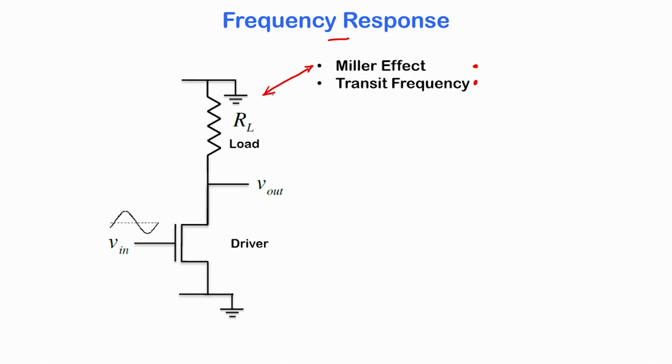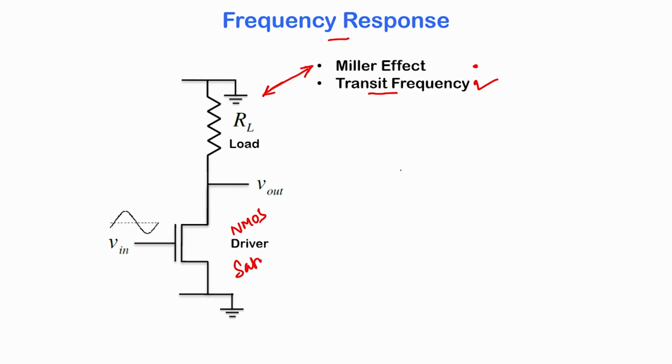And to understand the Miller effect, we need to get back to using a circuit, and we will use our very early circuit of a common source amplifier with an NMOS driver which was in saturation and a resistor load. And a transit frequency is a more device level study, and therefore we will try to do that first. Okay. So, what do you mean by transit frequency?